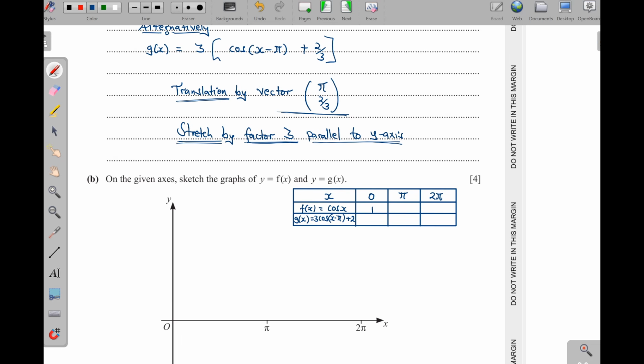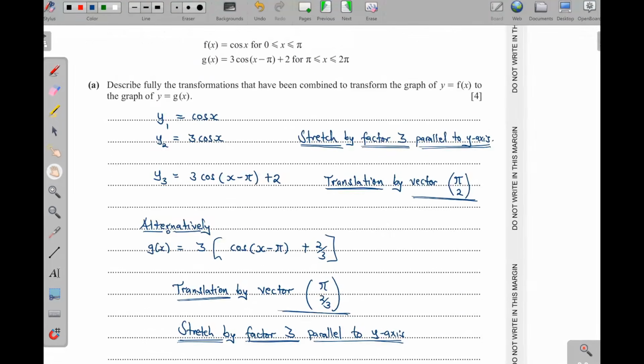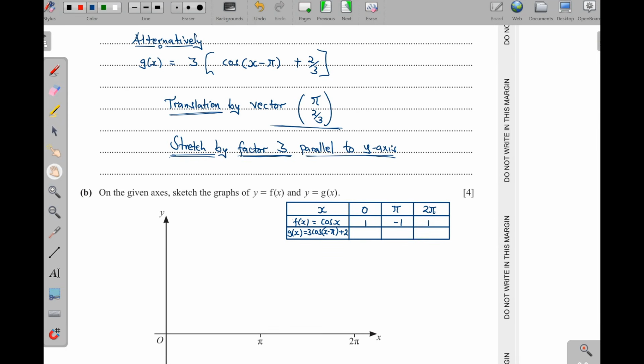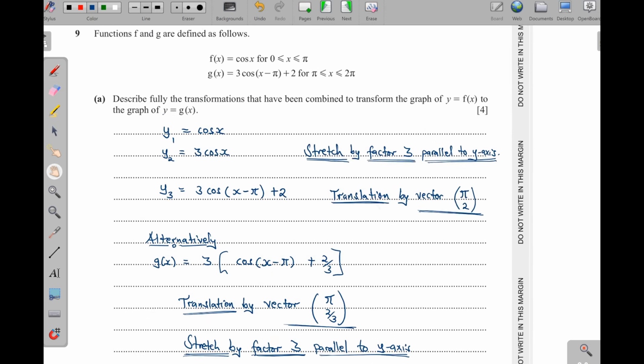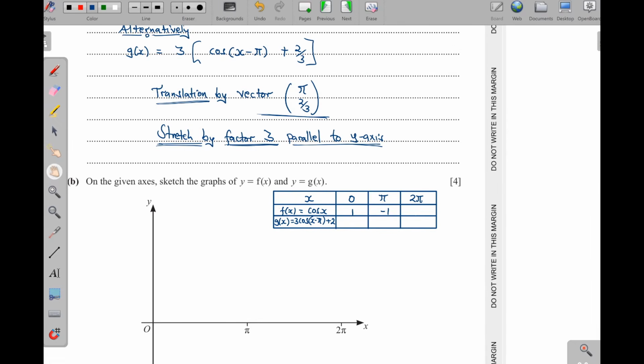So cos of 0 is a 1. Cos of pi is a negative 1. Cos of 2 pi is a 1. Okay. They want us to go up to, is it 2 pi? Yes. Now for cosine, we shall go up to pi. We shall not need 2 pi. So I won't need this one here for cosine. Then for the second one, it is from pi to 2 pi. Okay, pi to 2 pi.